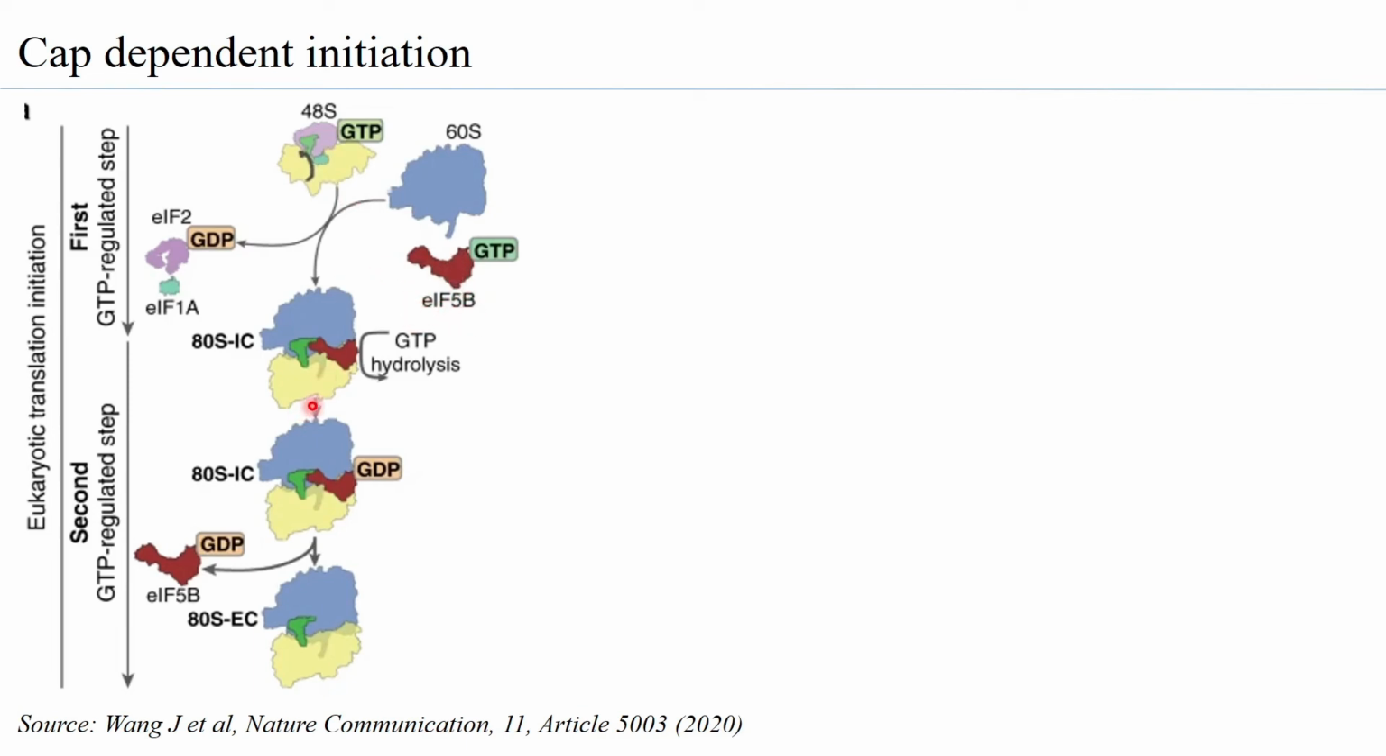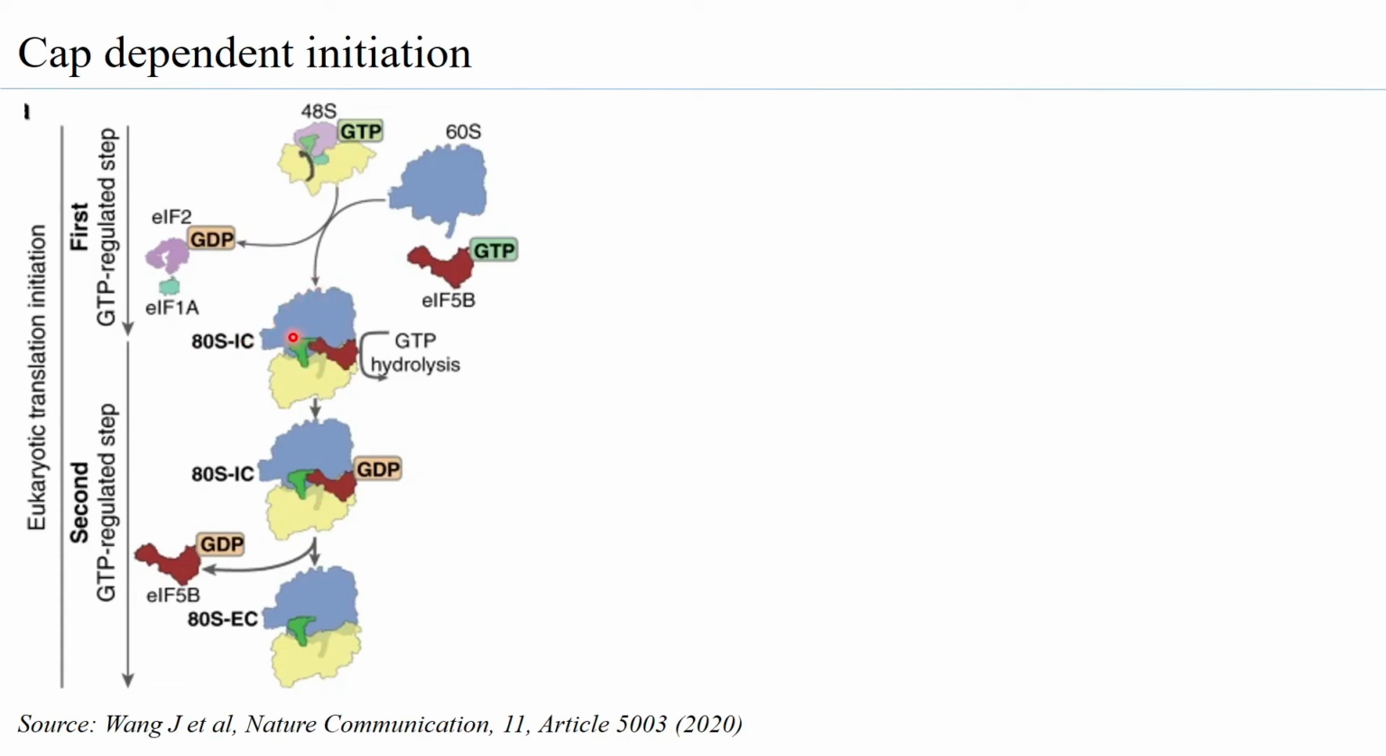would come and bind to the platform in such a way that it interacts with the initiator tRNA, and it also brings in 60S. So therefore, what is formed is called the 80S initiation complex. So the 60S and the 40S come together to form the 80S.